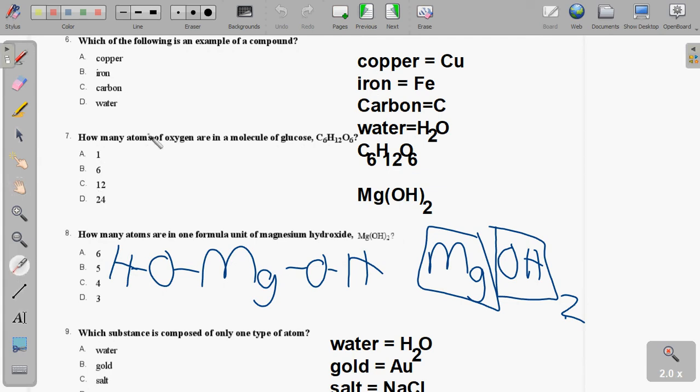Which of the following is an example of a compound? Copper is Cu, iron is Fe, carbon is C, but water is H2O. A compound is more than one element chemically joined together or chemically bonded. So the only one of these that has more than one kind of element is water. So that's the compound. How many oxygen atoms are in C6H12O6? Well, again, it says O6, so there are 6 oxygens.